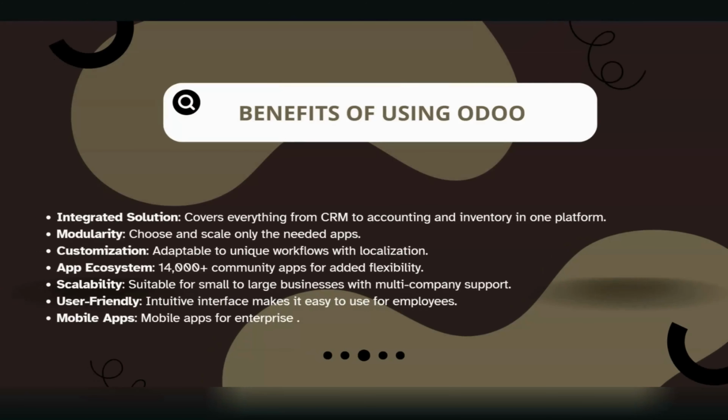Benefits of using Odoo. Integrated solution: covers everything from CRM to accounting and inventory in one platform. Modularity: choose and scale only the needed apps. Customization: adaptable to unique workflows with localization. App ecosystem: 14,000 plus community apps for added flexibility. Scalability: suitable for small to large businesses with multi-company support. User friendly: interface makes it easy to use for employees. Mobile apps are used for enterprise.